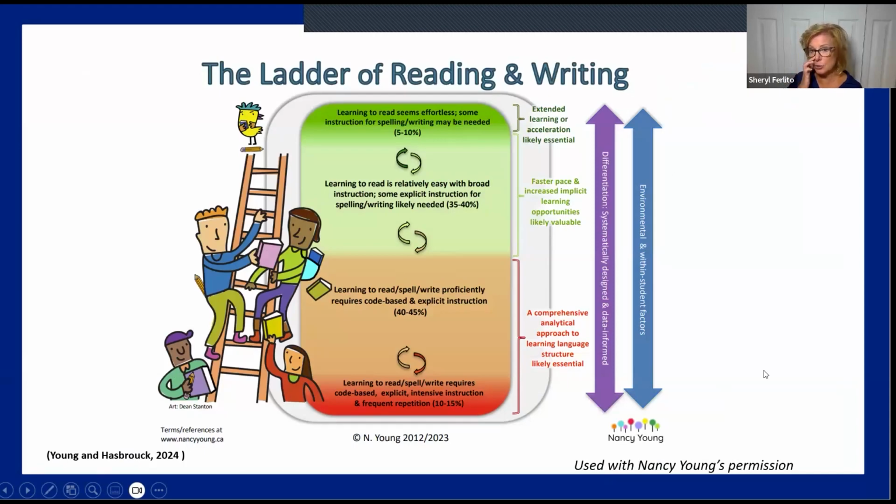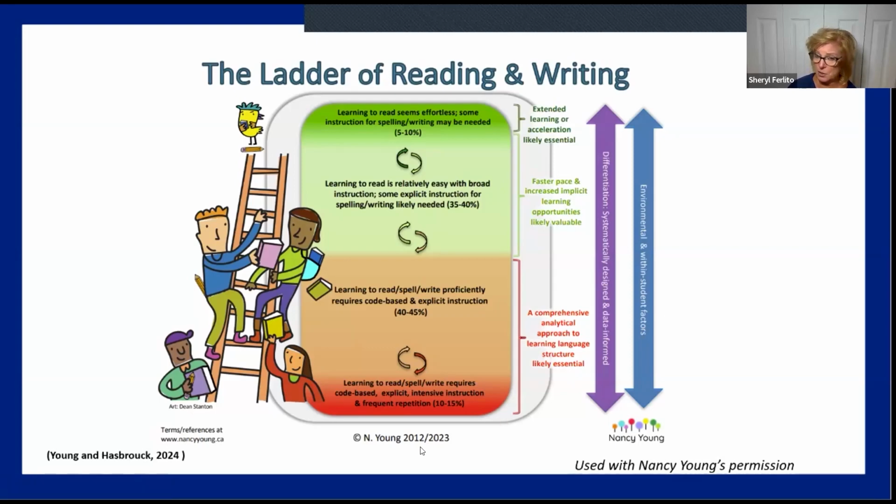That takes us into Nancy Young's ladder of reading and writing. They recently redid their book. She and Jan Hasbrook co-authored, co-edited a book about the ladder of reading and writing. This has been out for years, since 2012. It was revised in 2023, revised again in 2024. What I love about this is this continues to be revised according to new information. And we should always strive as educators to revise our thinking according to new information.